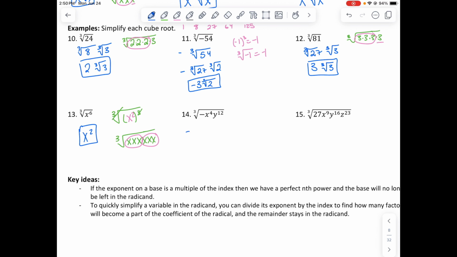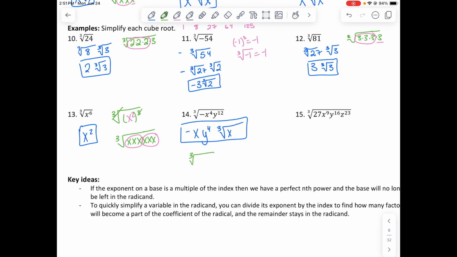In the next problem, I will pull out a negative right at the start, and then since I have an x to the 4th, I know that that is x to the 3rd times another x, and so I could show that out, or I could do it in my head. So I divided 4 by the index of 3. I had 1 x on the outside. I'm left with 1 inside. Y to the 12th, y to the 4th will go on the outside because I would have 4 groups that each have 3 factors of y. In other words, 12 divided by 3 gave me that 4 there. If you would like to write out all of your factors, you can.